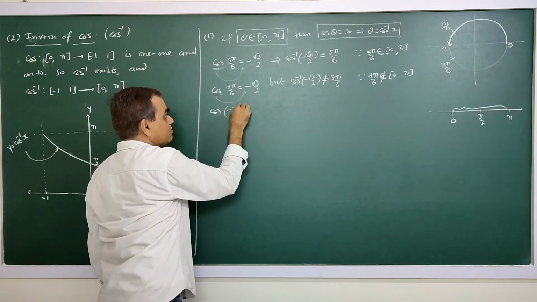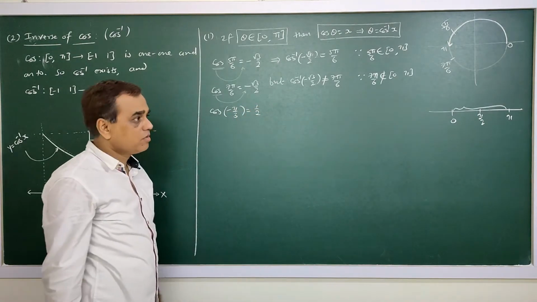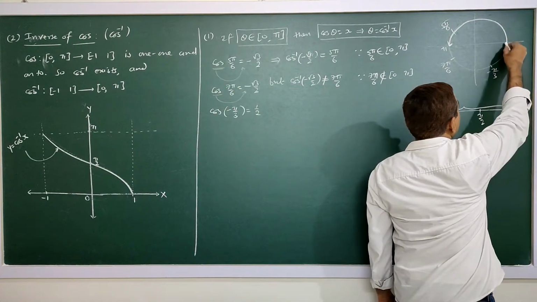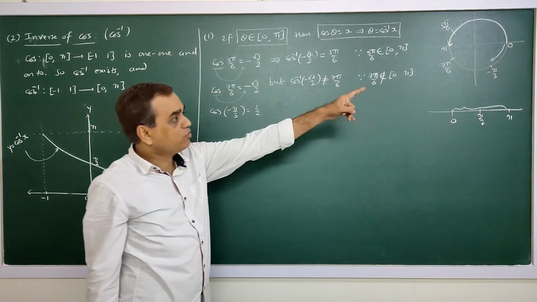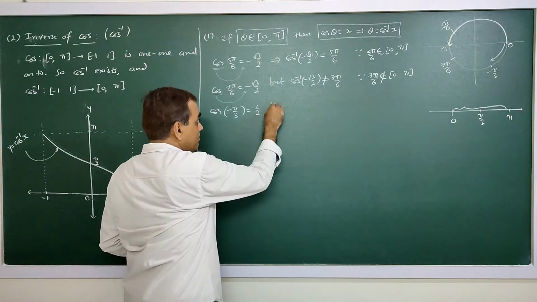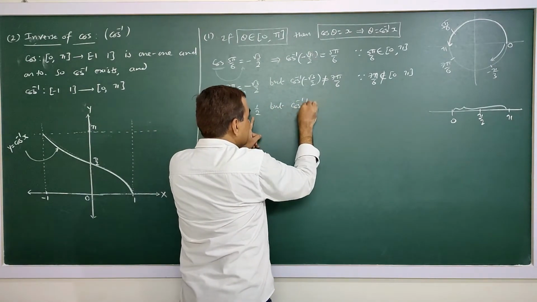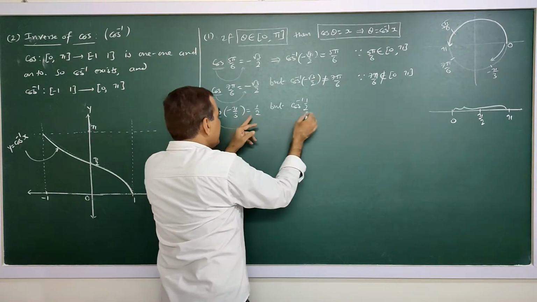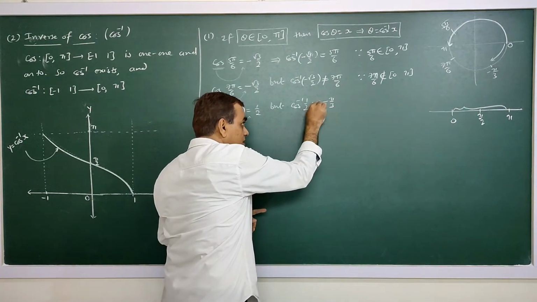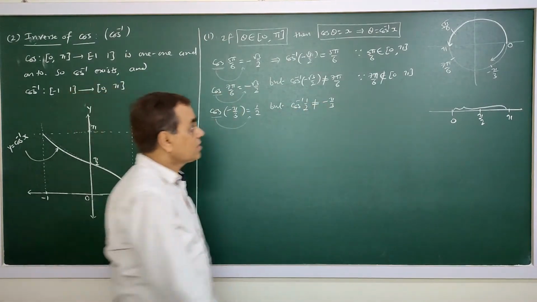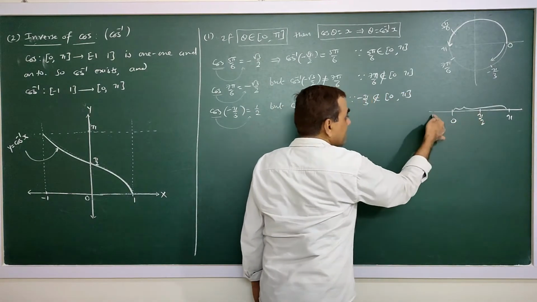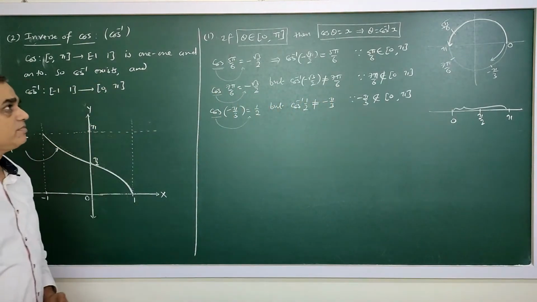Cos of minus pi by 3 is 1 by 2. Minus pi by 3 is somewhere here in this direction. It is a negative value. Cos of minus pi by 3 is 1 by 2, that is correct. But if we take cos inverse of 1 by 2, then cos inverse 1 by 2 equal to minus pi by 3 is not correct. These are not equal, because minus pi by 3 is negative, and this interval contains all positive values. Minus pi by 3 is on this side, so not allowed. That is the meaning of this property.